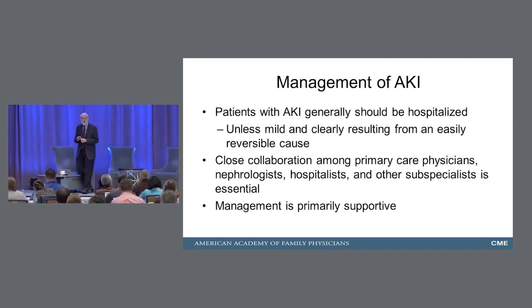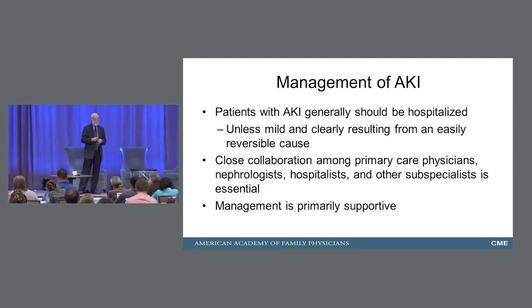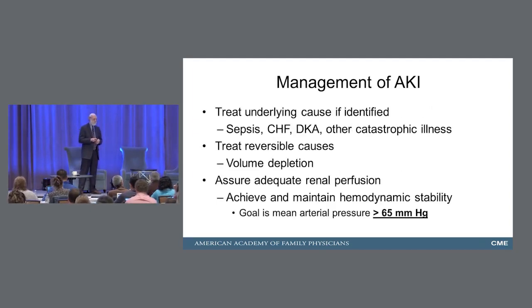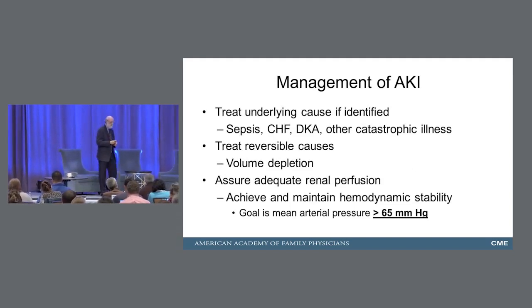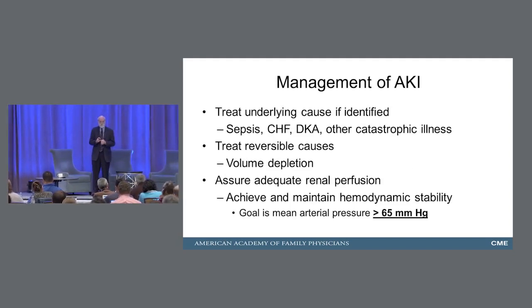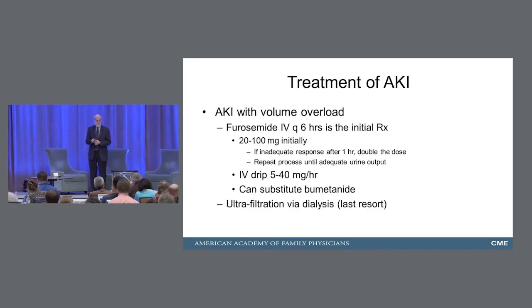How do you manage AKI? Hospitalize most patients unless it's mild and easily reversible, and you know that. In the hospital, you collaborate with your nephrologist and other subspecialists, and you support the patient as best you can. Try to identify an underlying cause, and if you can, certainly treat that, be it sepsis or heart failure or whatever. Make sure they're not volume depleted. Get good renal perfusion and adequate arterial pressure of over 65. You may need pressors to do that.